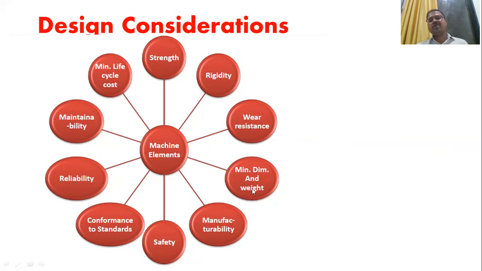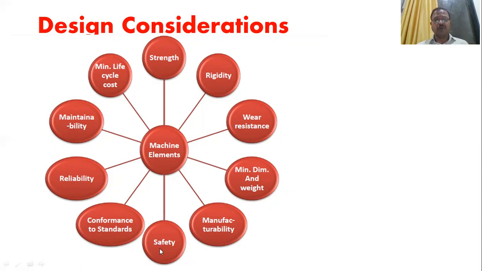Then the dimensions and weight. Dimension is related to the space considerations, and weight is again related to dimensions. So minimum dimensions means minimum weight. But when we are talking about minimum dimensions and weight, we should not reduce the strength and rigidity of that machine element. Then manufacturability. The design should be such that it can be manufactured, because there are certain manufacturing considerations that should be kept in mind.